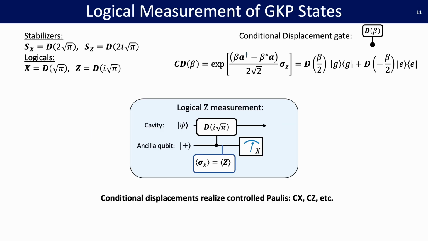We can also use this conditional displacement to perform logical readout of our GKP qubit with the ancilla. So here, the idea being that displacements give us the logical Pauli operators, so the conditional versions of them are intuitively CX and CZ operators. And we can use this circuit to really imprint or entangle the ancilla x-axis with the logical z information of our GKP qubit, such that a subsequent measurement of the ancilla along its x-axis also constitutes a projective measurement of the GKP qubit along its z-axis.